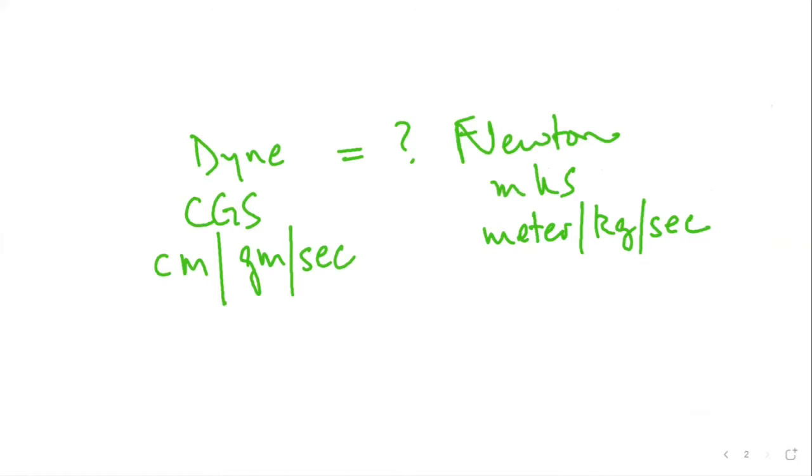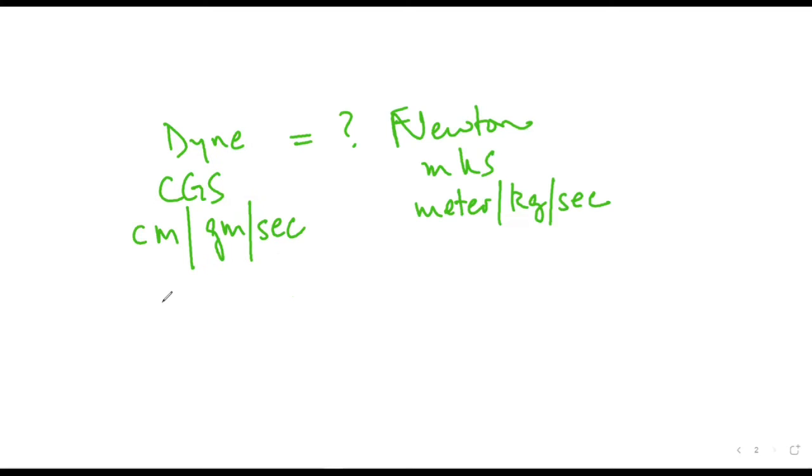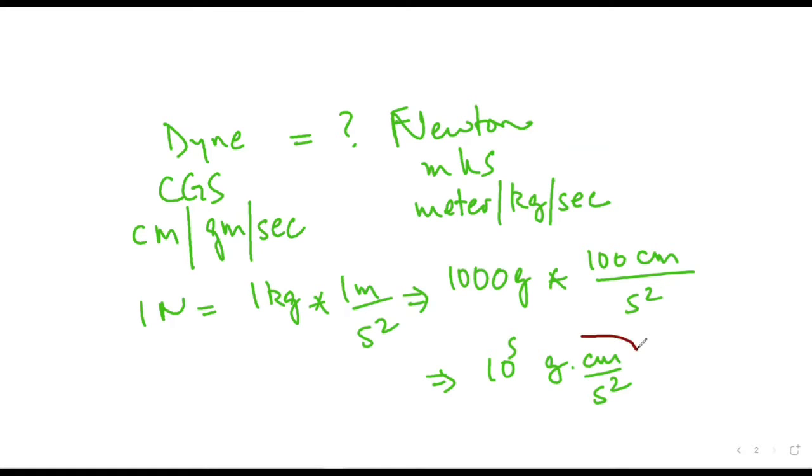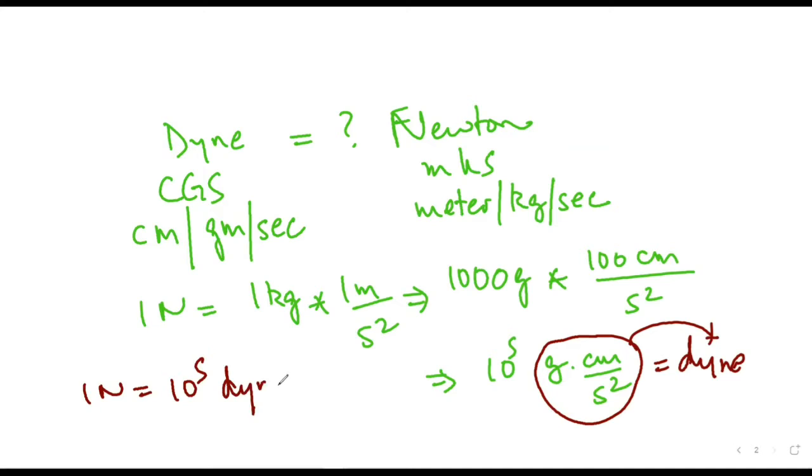Now if I take Newton, 1 Newton is equal to 1 kg into 1 meter per second square. This is equal to 1000 grams into 100 centimeter upon second square. So this will be 10 raised to power 5 gram centimeter per second square. And this quantity, gram centimeter per second square, is called dyne. So therefore, 1 Newton is equal to 10 raised to power 5 dyne. Mr. Sivang, any doubt? No. Great, sir.